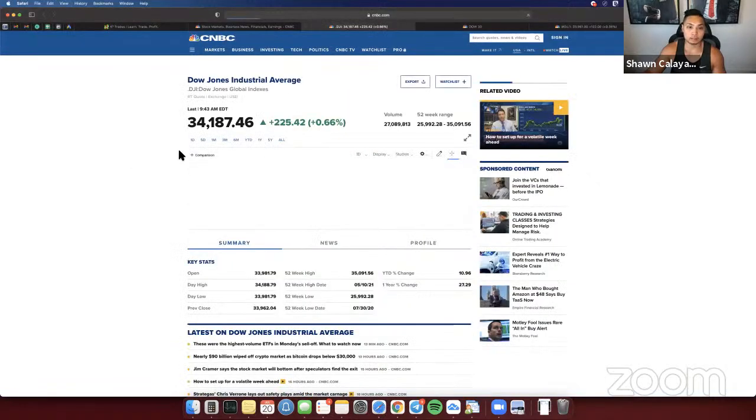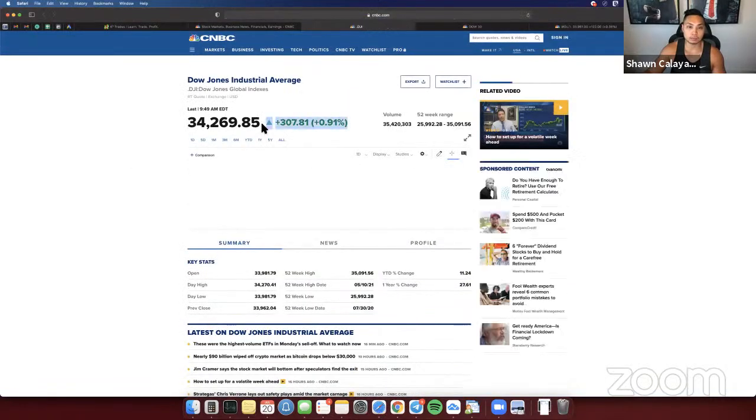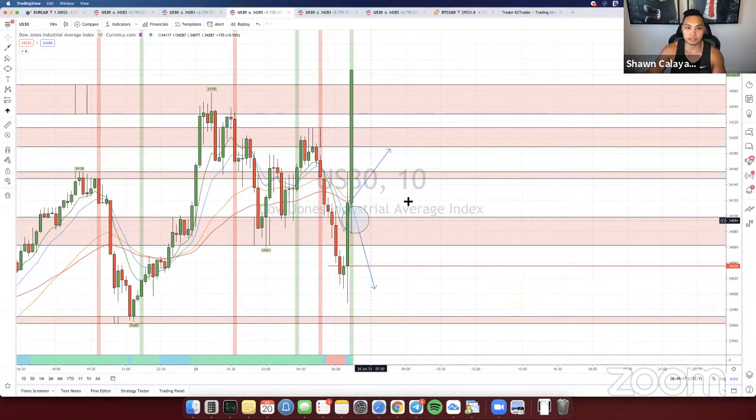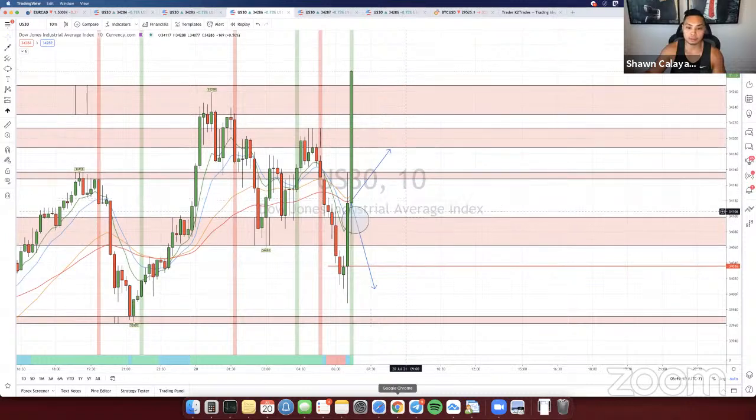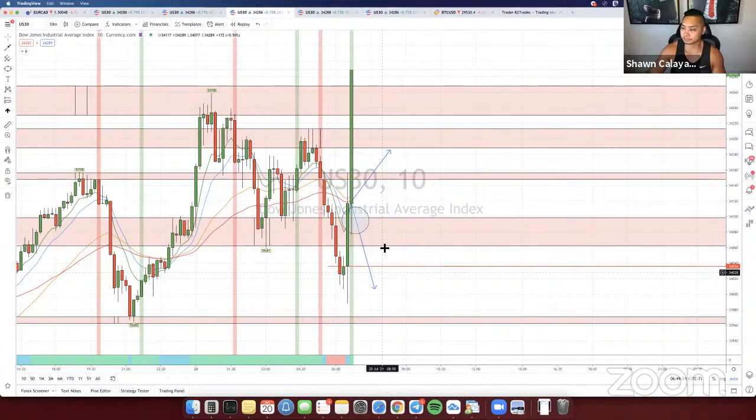Looking over here at the daily index, it's up 300 points right now. So you guys can see the way that the market's moving this week is pretty crazy. Yesterday it was down like 700 points. Now it's up 300 points. It's pretty much just a back and forth game right now.